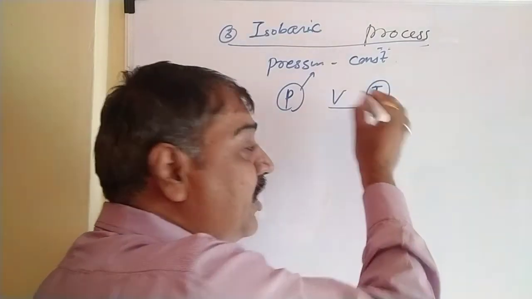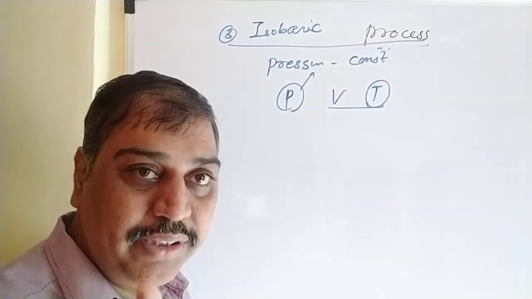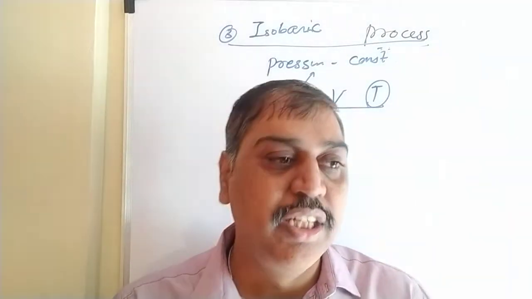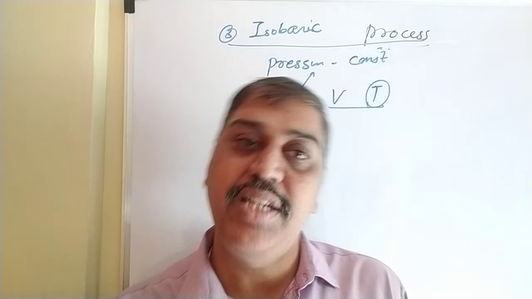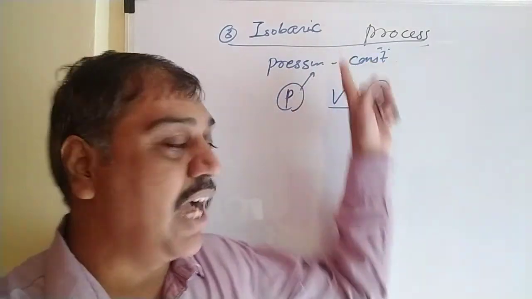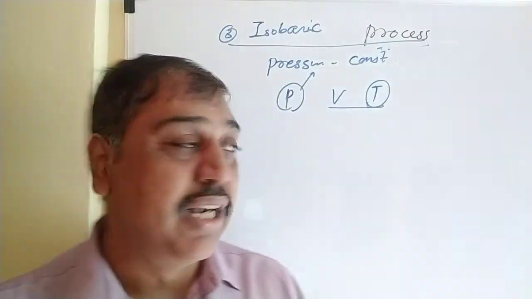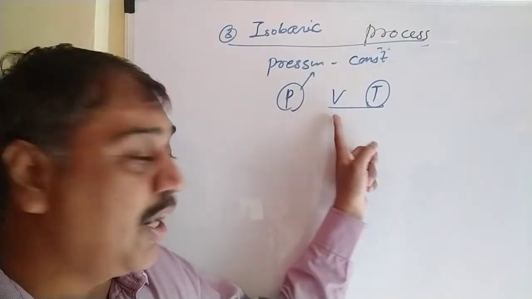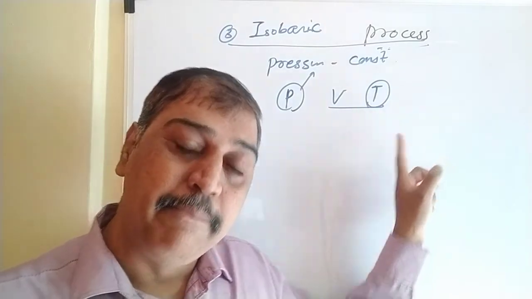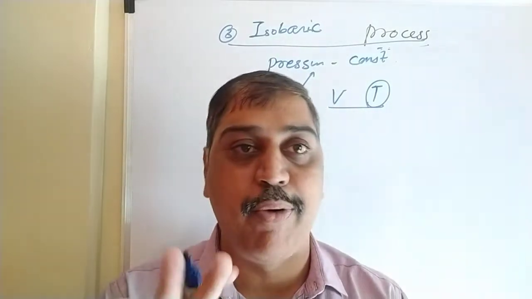As temperature changes, internal energy also changes in the isobaric process. That's why work done changes and Q also changes, because internal energy changes in the isobaric process. In the isothermal process, temperature is constant, pressure and volume change, and there is no change in internal energy. That is a point to remember.